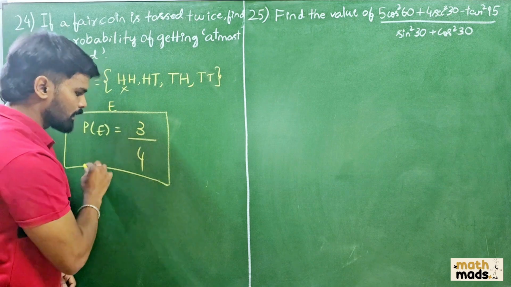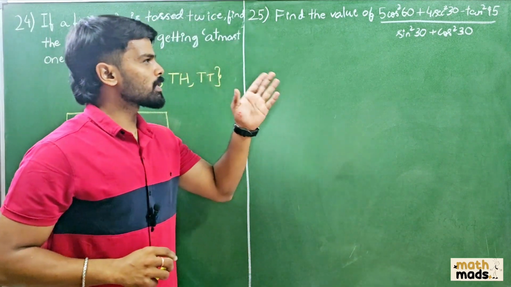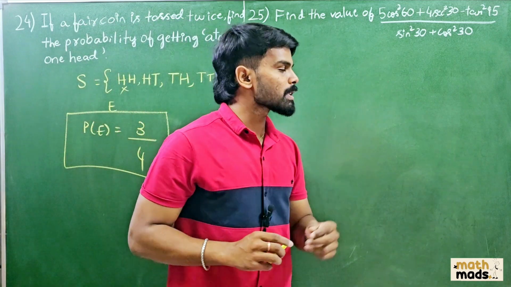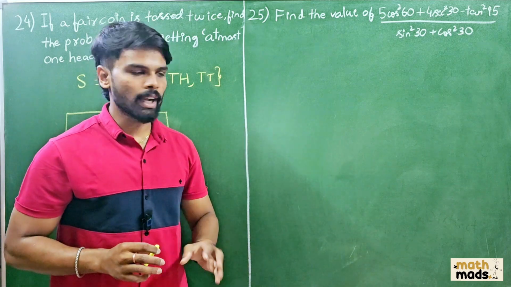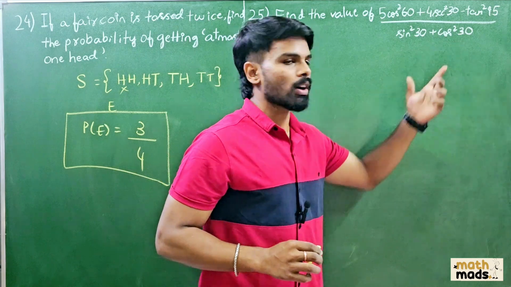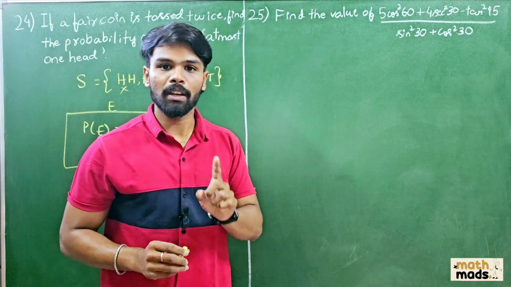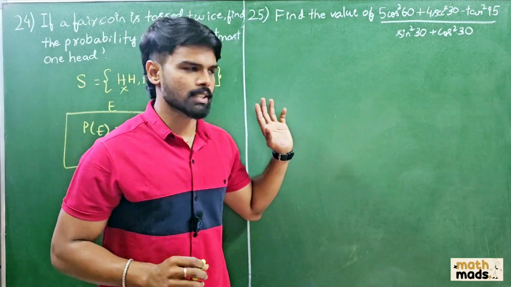That's all. Now find the value of cos square 60 plus 4 secant square 30 minus tan square 45 by sin square 30 plus cos square 30. Now I'll just give you a trick, but steps, everything you should write. By just looking into the question, you can see sin square 30 plus cos square 30, sin square a plus cos square a. What is the value of that? 1. So denominator you will be getting as 1.